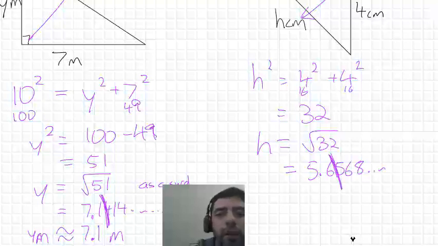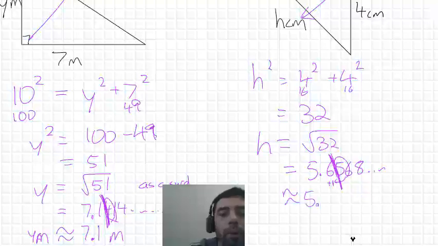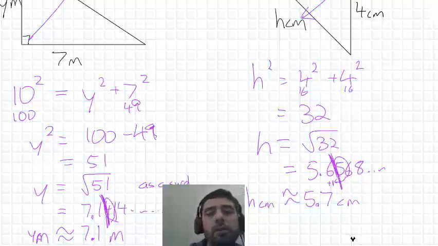I'm going to chop it off there. And whenever we round off, we always look at the next digit. This time it was a 4. It was too small. We didn't care. This 5 is big enough, so it makes us add 1. And we get 5.7, or h centimeters is 5.7 centimeters. That's what we're trying to do.